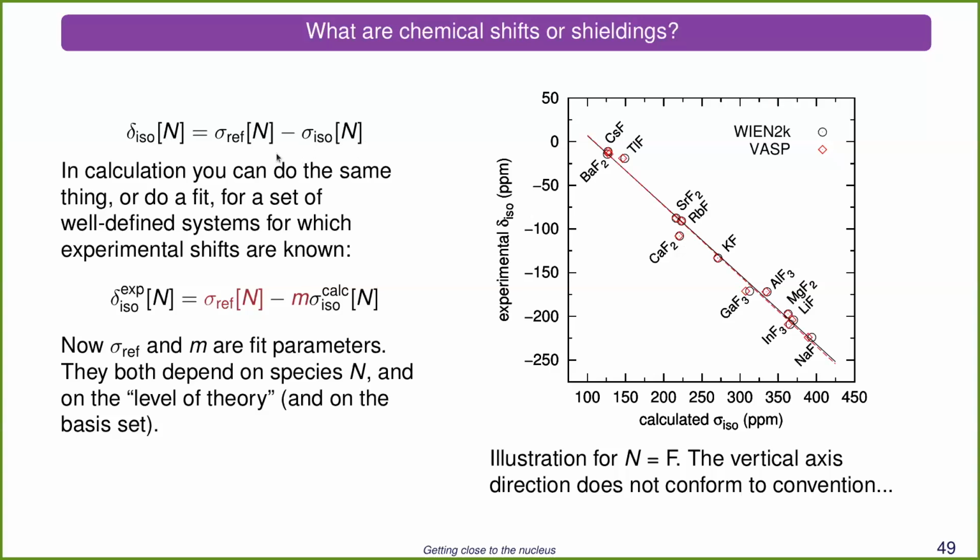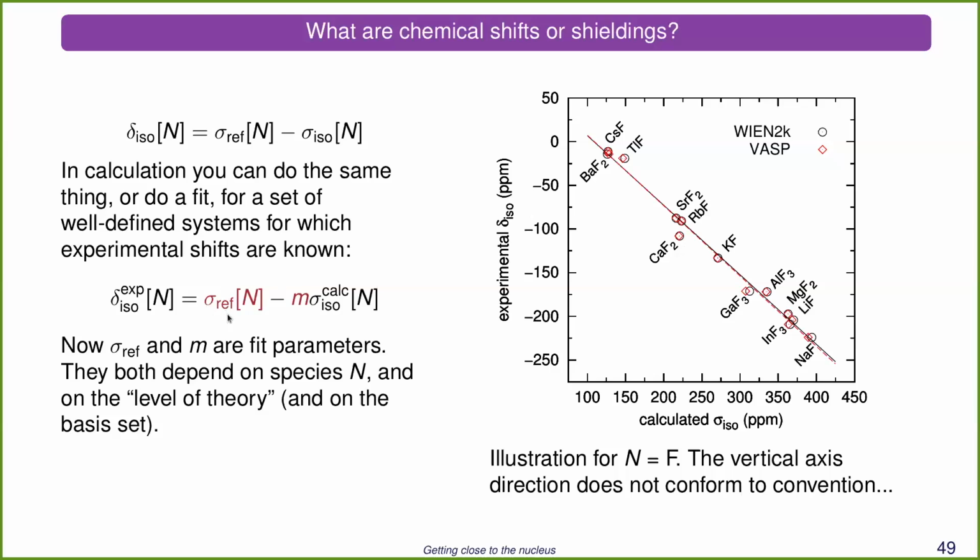That's of course a perfectly valid way of doing it, but you can also do it in a bit more robust way, and that is by a fitting procedure. So you have for a whole series of materials, you know what are the experimental shieldings, for example, along this axis. And for this whole set of material, you calculate your shielding, and then you just do a fit. And you hope to get out a straight line with slope -1. This m should be 1 here. And then the other fitting parameter is then, of course, the reference shielding.